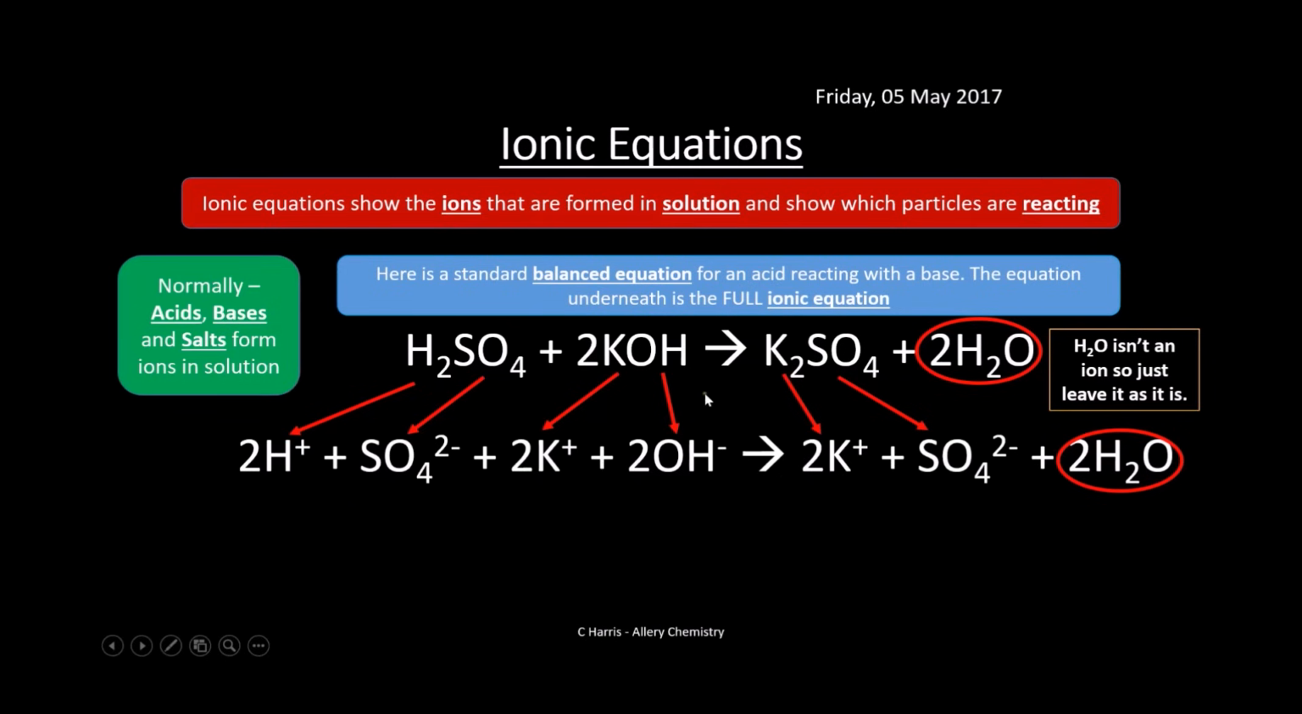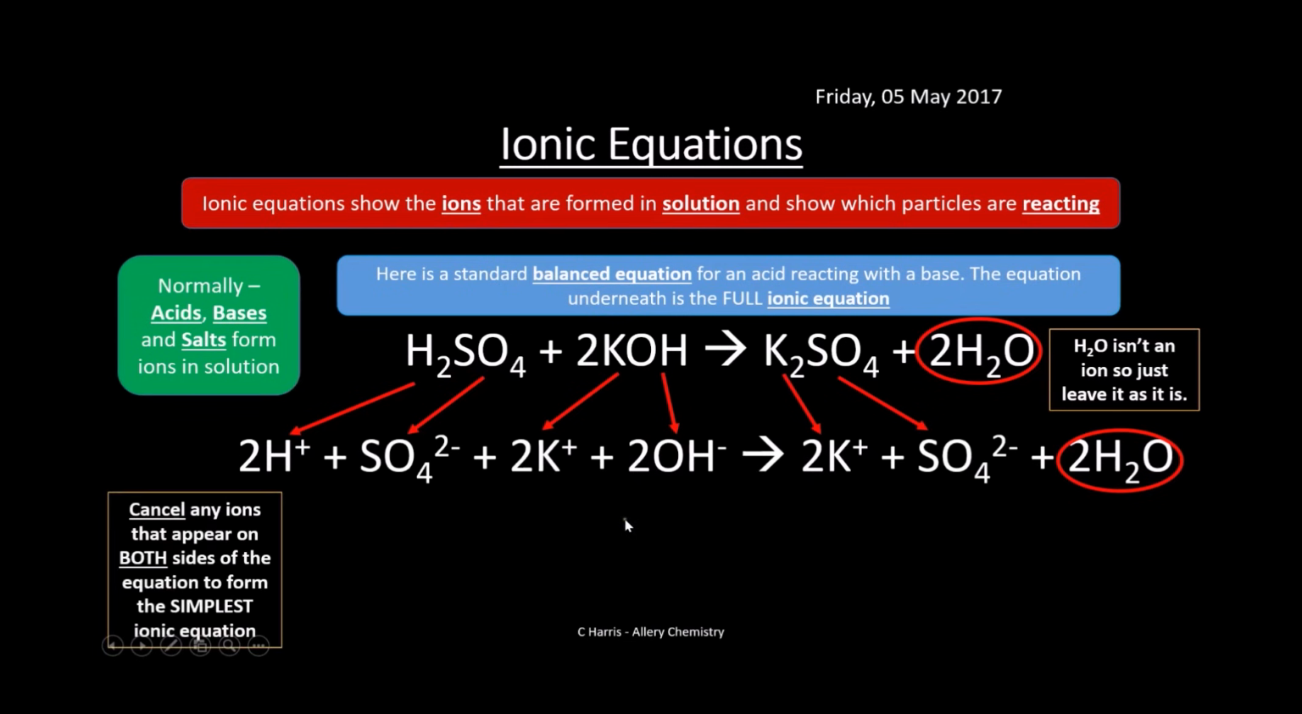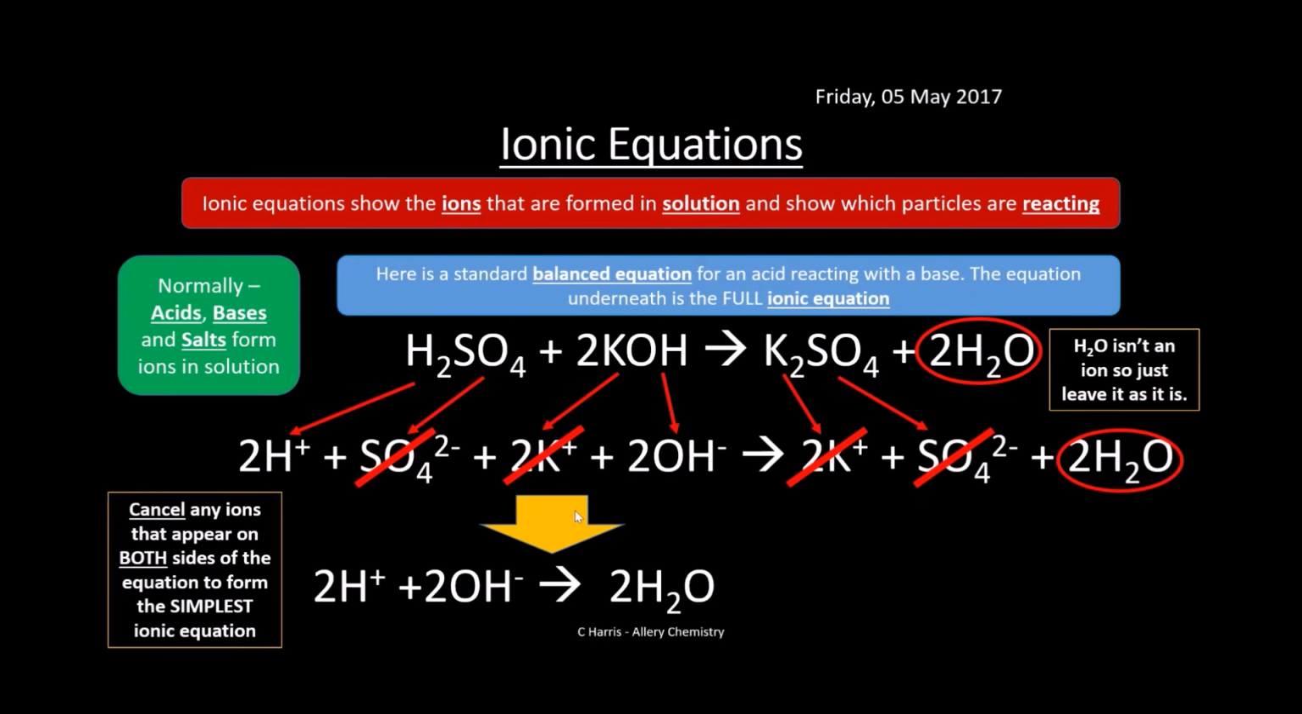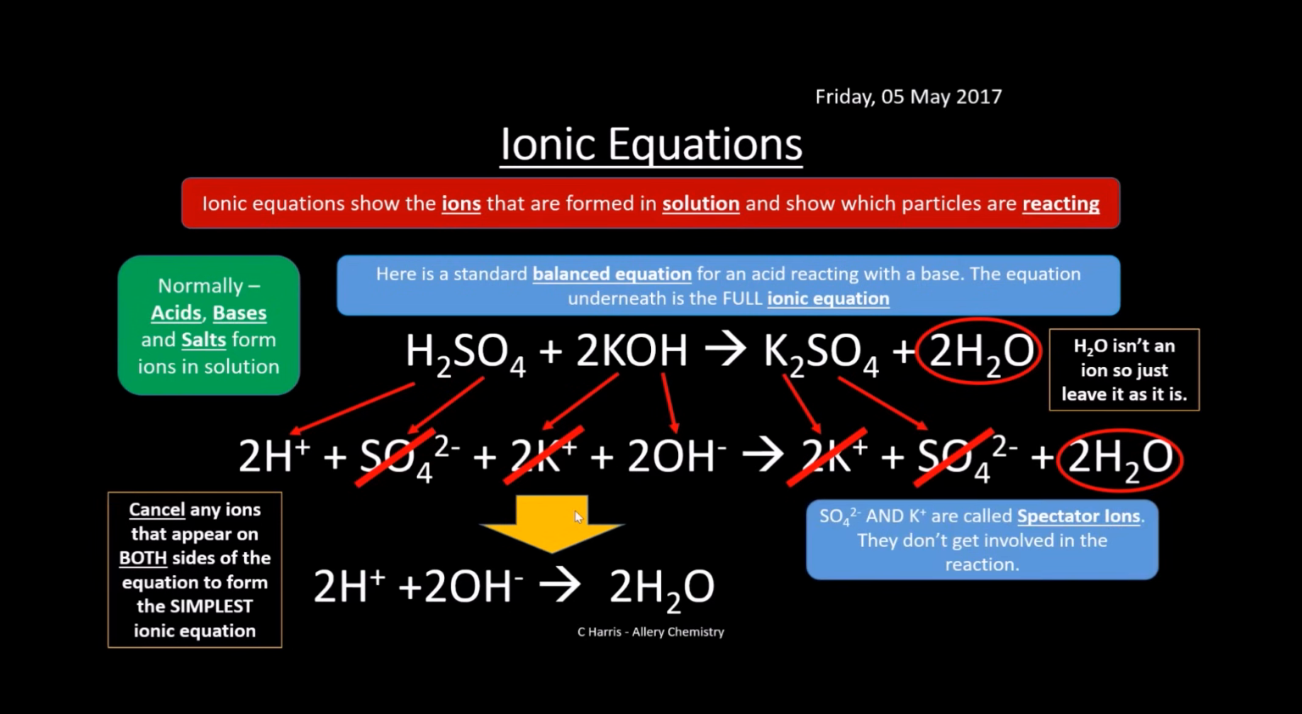Now, we need to form an ionic equation. We're looking for the important ions effectively. So what we need to do is cancel any ions that appear on both sides of the equation to form the simplest ionic equation. So let's cancel them out. There you go. You see the sulfate and the potassium appear on both sides, so we cancel them out. And we rewrite the equation to form whatever is left. So 2H plus 2OH minus will form 2H2O. That is effectively a neutralization reaction. These sulfates and potassiums are called spectator ions. They don't actually get involved with the reaction.